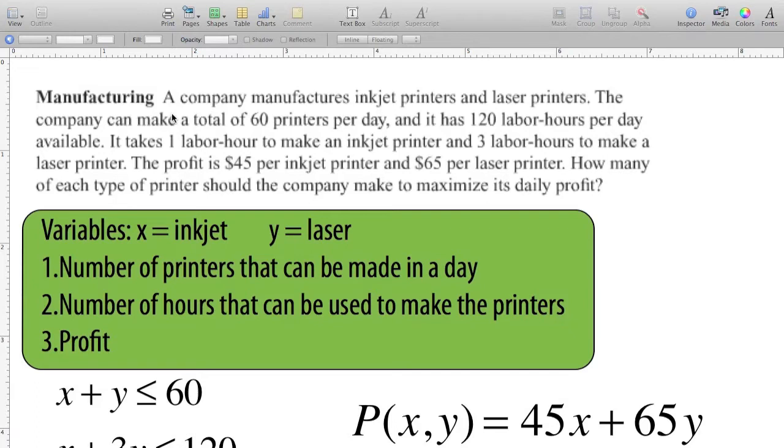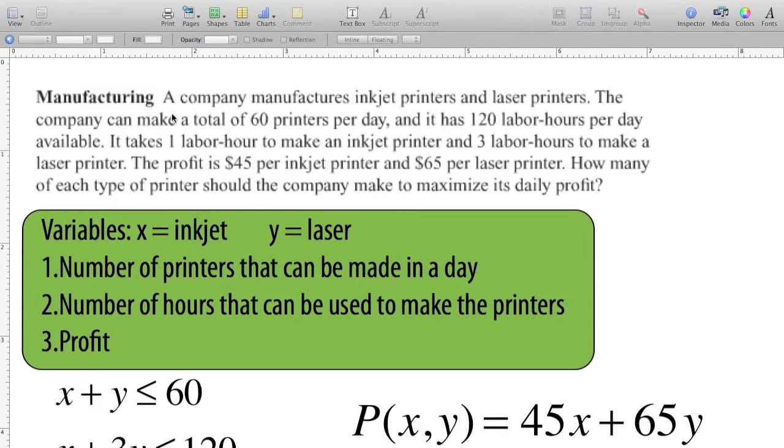A company manufactures inkjet and laserjet printers. They can only make 60 printers a day, and they have a possibility of using 120 hours to create these printers. It takes 1 hour to make an inkjet. It takes 3 hours to make a laser. They're going to make $45 per inkjet printer, and $65 for each laser printer. The main question that we want to answer today is how many of each printer should the company make if they're going to maximize their daily profit.